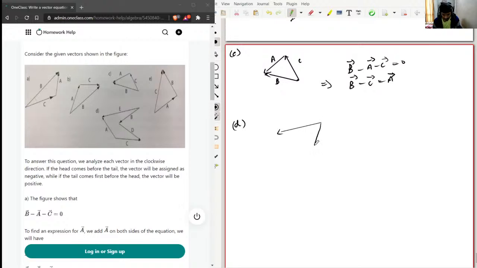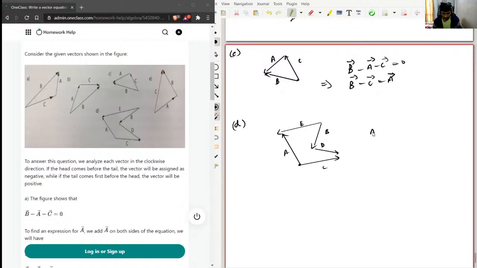So one is like this, and then another is like this, I think, and then one is like this, and the other one is something like this. Yep. So this one is E, this is B, this one is D, this one is A, this one is C. So again, let's start from this point.